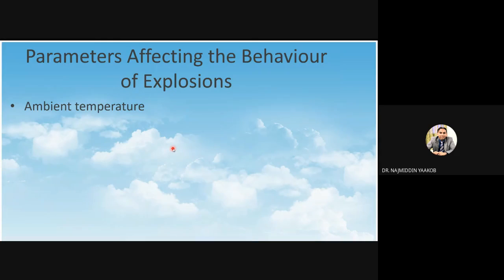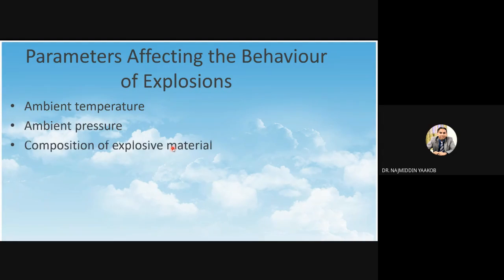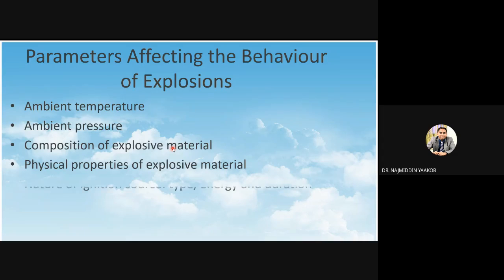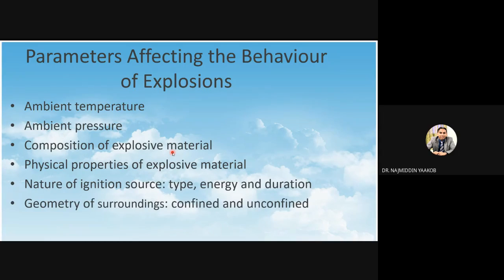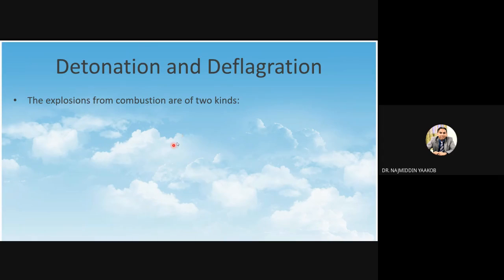Okay, so parameters affecting the behavior of explosion. Number one is ambient temperature, pressure, composition of the material, physical properties, the nature of the source, for example the type and energy of duration, the geometry of the surroundings, is it confined or unconfined, and the amount of combustible material, turbulent or combustible material. There are two main things you need to distinguish between, which are detonation and deflagration. Both are explosions, right? But each of these has its own characteristics, right? So detonation and deflagration.